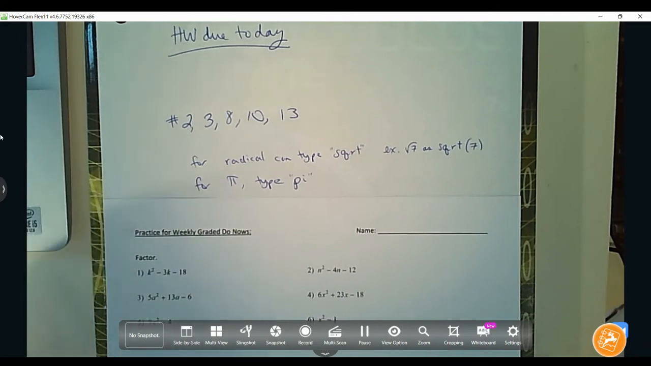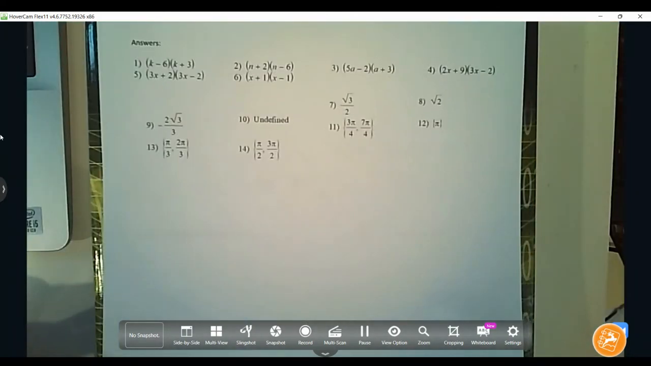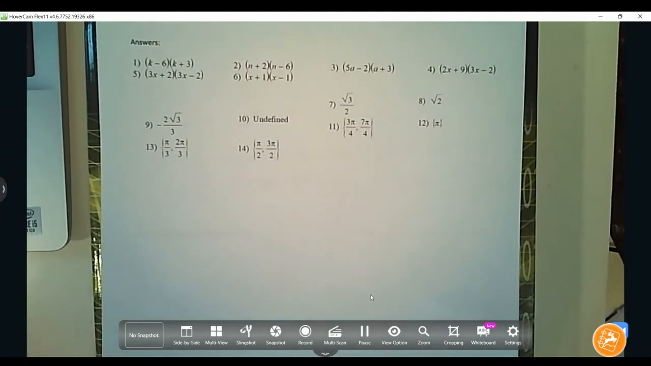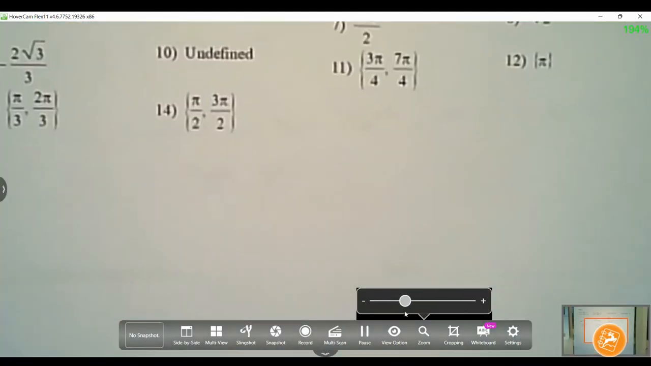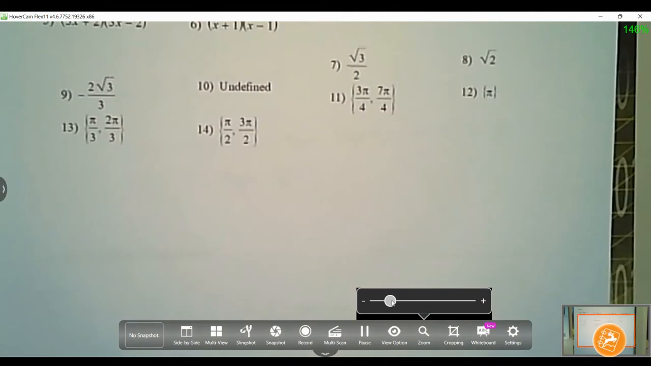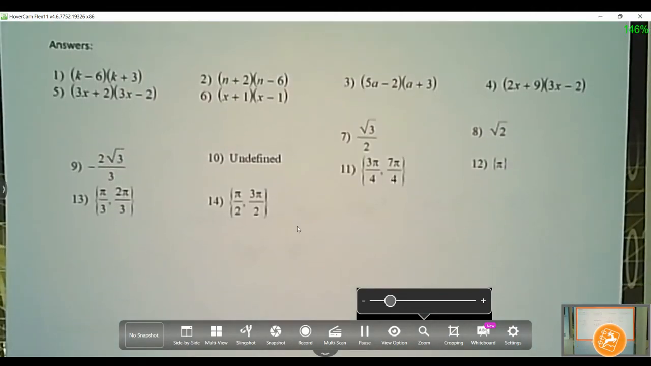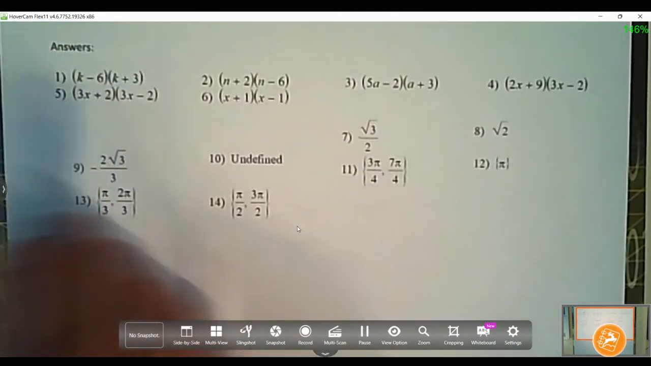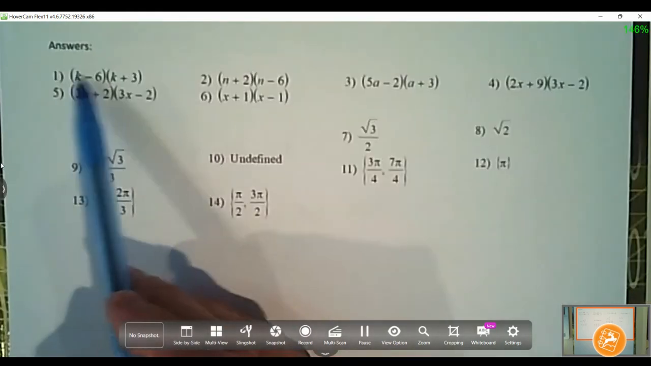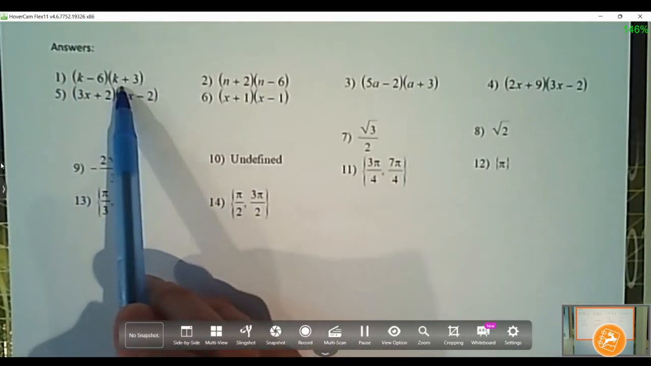All right, thank you for sharing your answers. And now I'll share all the answers with you and you can check those. So let me zoom in a little bit. Taking a look, we have some factoring review first. And as you know, your factors can be in either order, but the signs matter. So make sure you have the minus with the 6 and the plus with the 3.